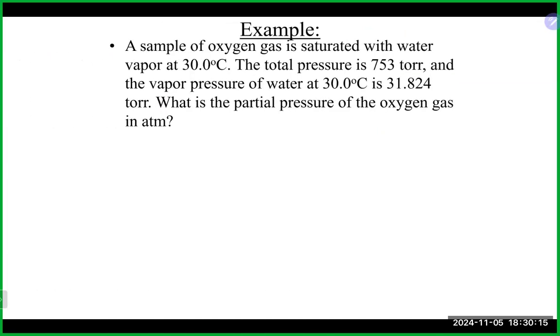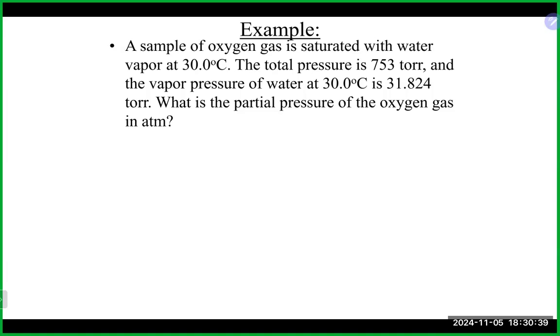So if we look at an example of this, we have a sample of oxygen gas that's saturated with water vapor at 30 degrees Celsius. The total pressure is 753 torr. The vapor pressure of water at 30 degrees is 31.824 torr. What is the partial pressure of oxygen gas in atmospheres? So this is the situation we just saw basically in that picture.